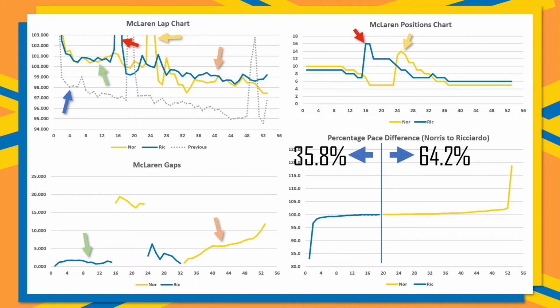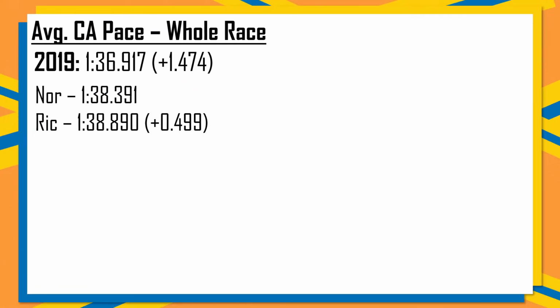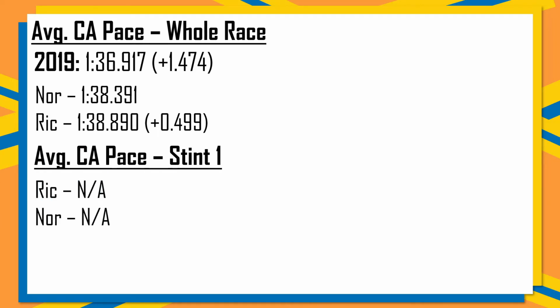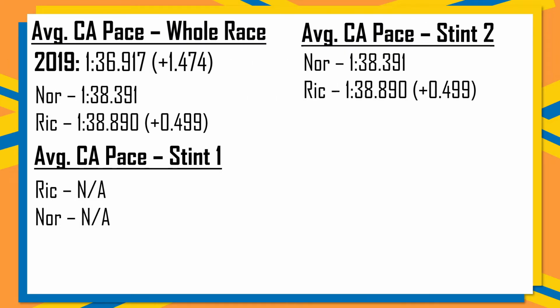Then comparing all of the lap times for the McLaren boys, overall their 2019 pace was 1.4 seconds quicker than their 2021 pace, so a little bit quicker than what the Red Bull time was as well. With there being a half a second difference between the two drivers across the whole Grand Prix, and then stint number 1, neither driver set a competitive clean air lap time, and stint number 2 is again that half a second difference, as that is their overall race pace.